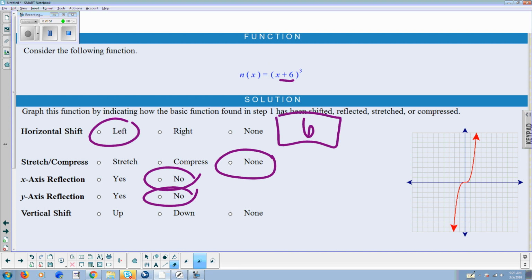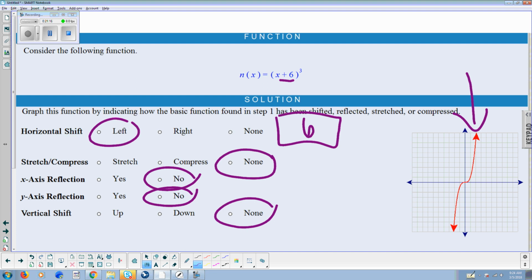Vertical shift comes from something being added or subtracted to the function at the end, or it could be at the very beginning, but it's not contained in the parentheses here. So do we have anything added or subtracted outside the parentheses? No. So we have no vertical shift at all. And what will happen as you enter these values? Your graph here updates to look like the graph that you're telling it to look like.